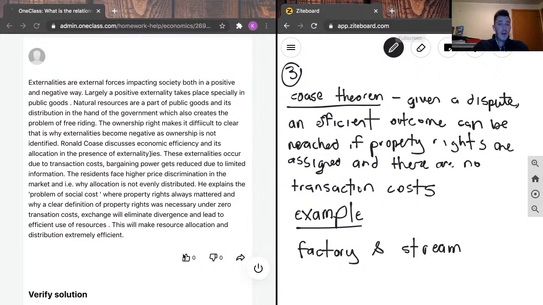He explains the problem of social cost, where property rights always mattered, and why a clear definition of property rights was necessary under zero transaction costs. Change will eliminate divergence and lead to efficient use of resources. So in the example I gave, property rights are assigned either to the factory or the stream. There are no transaction costs, and as a result, one party is able to pay the other in order to reach their desired outcome. This will make resource allocation and distribution extremely efficient.